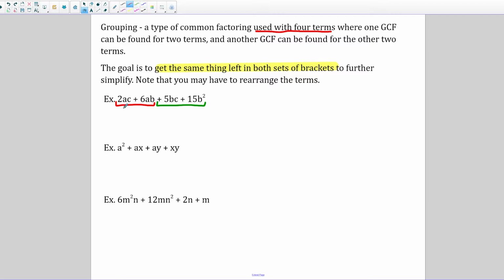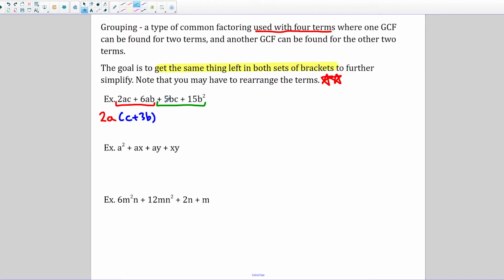Now in this case, we just so happen to have common factors between each of the first 2 terms and a common factor between each of the last 2 terms. Now that's not always going to be the case, which is why we put this little note here that you might have to rearrange the terms depending on what 4 terms you have. Now turning our attention to the first two terms, we notice that our GCF is going to be 2a, which means that what's left inside of the brackets, maybe I'll use blue here, is going to be c plus 3b.